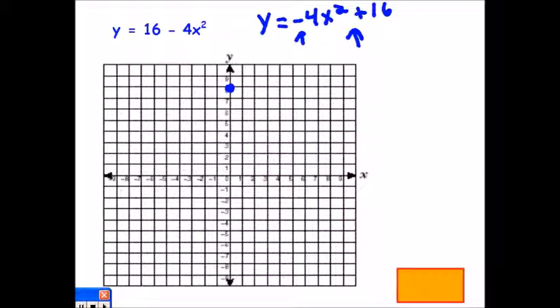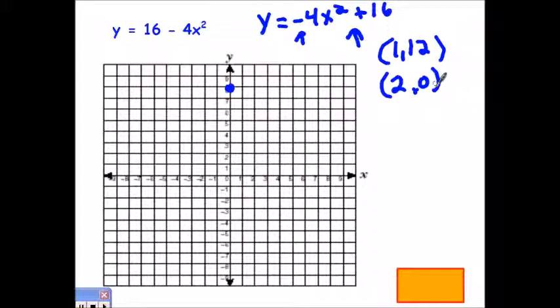Let's just go with x equals 1. 1 squared is 1 times negative 4 is negative 4. Negative 4 plus 16 equals 12. So one of my points is 1, 12. Then I'll go with x equals 2. 2 squared is 4, times negative 4 is negative 16, plus 16 is 0.